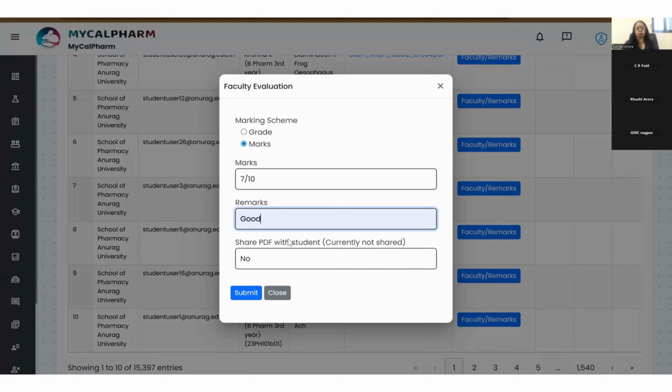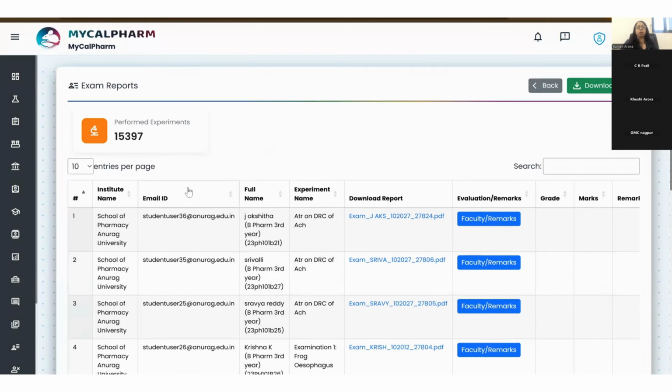Any remarks you want to give, you can just give. If you want to share this particular PDF with the student, you will have the option to select "yes" here. If you don't want to, leave it. So this was the examination report. All these reports you can download into Excel and use this Excel as your result.